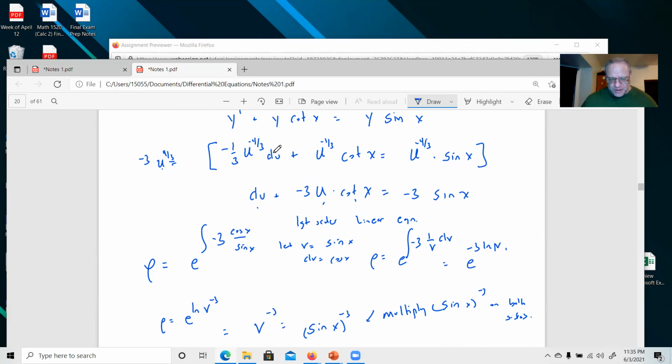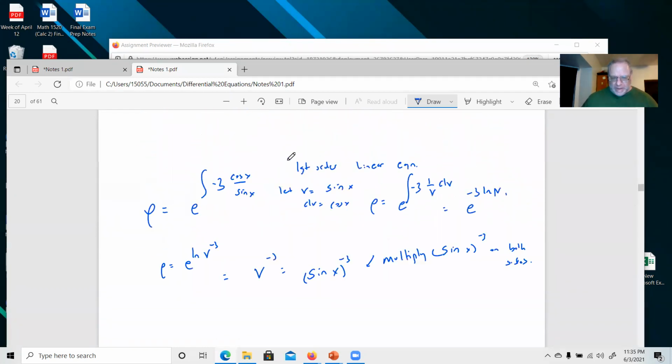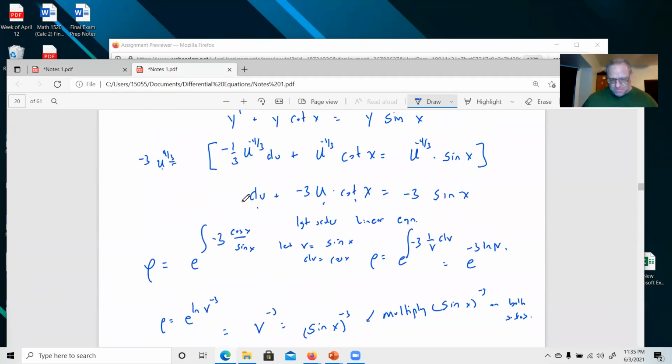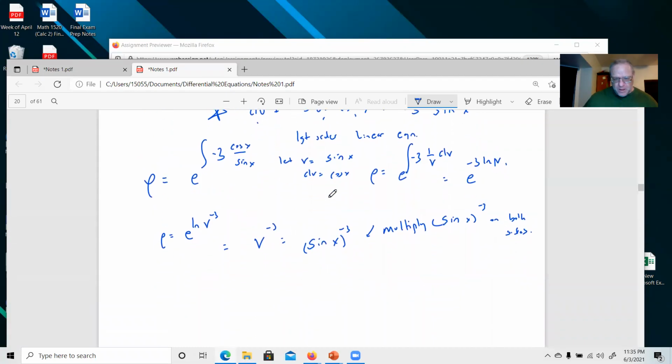That's how we do integration factors. Okie dokie. So let's see here. Right, this one. That's the equation we're plugging back into.